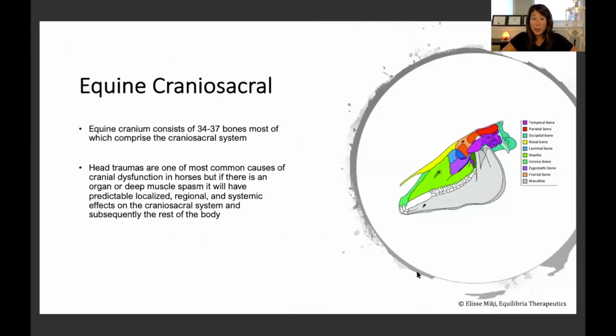As far as equine craniosacral, the equine cranium has between 34 and 37 bones. This is different based on different breeds. We'll go into that.